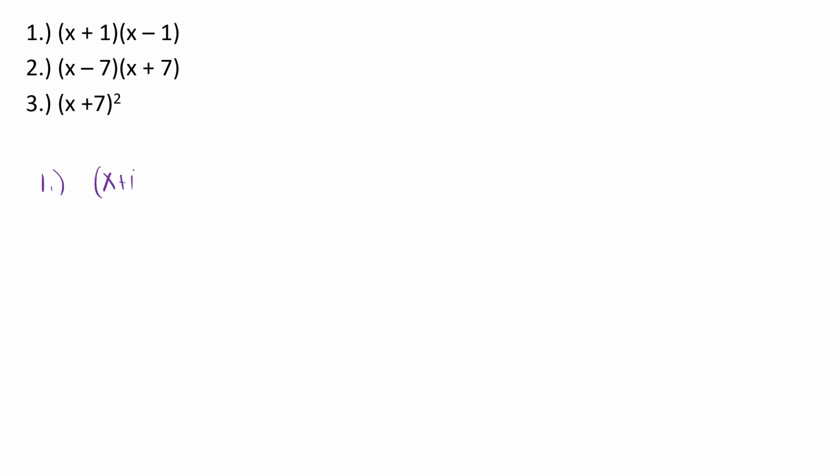And so you got two options for doing this. You can set it up on your area model, or if you're using foiling or some other method, you can go through the work. So x times x is x squared, 1 times x is x, negative 1 times x is negative x, and 1 times negative 1 is negative 1.